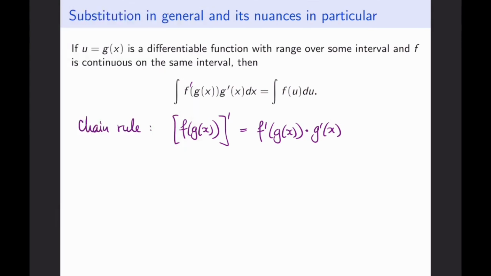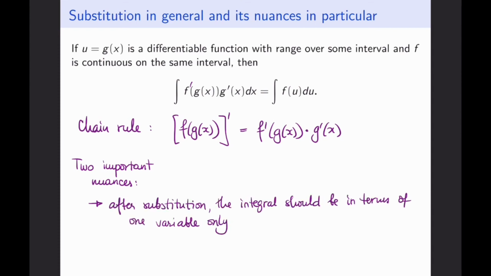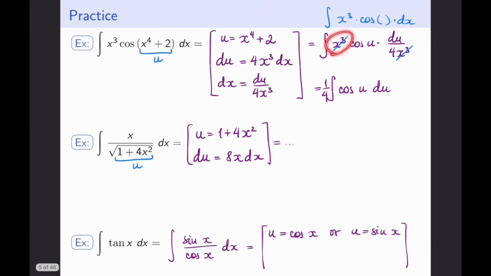As I've already mentioned, there are two small but important nuances that you should keep in mind when doing the substitution. The first one is the fact that after the substitution, the integral should be in terms of one variable only. Now, as we've noticed on the previous slide, it might take another step to actually get rid of x's, but if in that step it's not clear how to do so, then the substitution has failed.